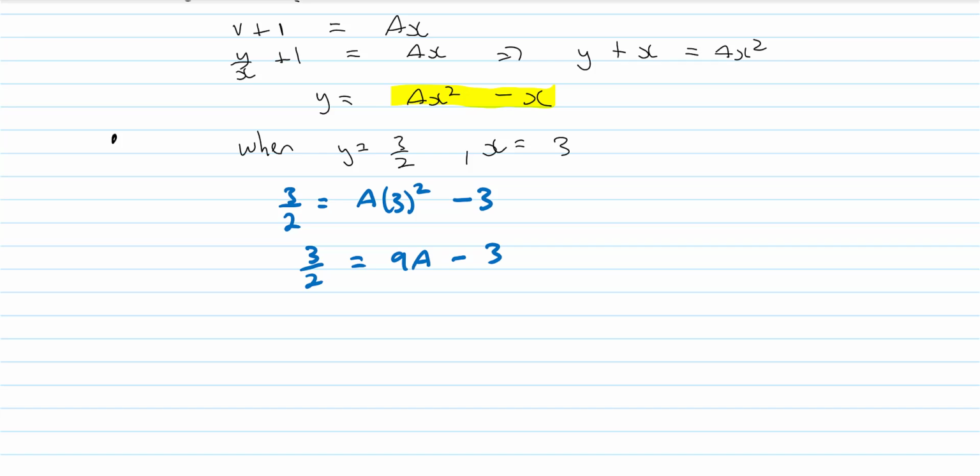So let's just write that out. So I'll write on the side, 9a is equal to 9 over 2. So therefore a is equal to 1 over 2. Okay, so that's essentially how we do the homogeneous differential equations.